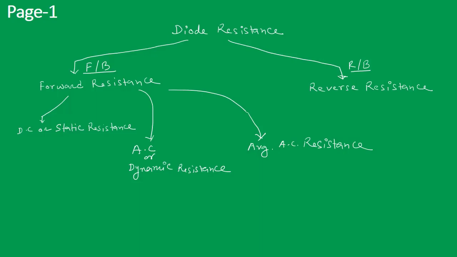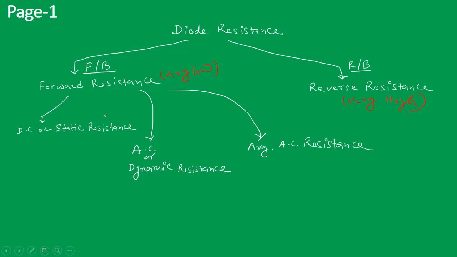Ideally, a diode is supposed to offer zero resistance in forward bias and infinite resistance in reverse bias. However, for a practical diode, in the forward bias we get very low resistance, and here we get very high resistance.